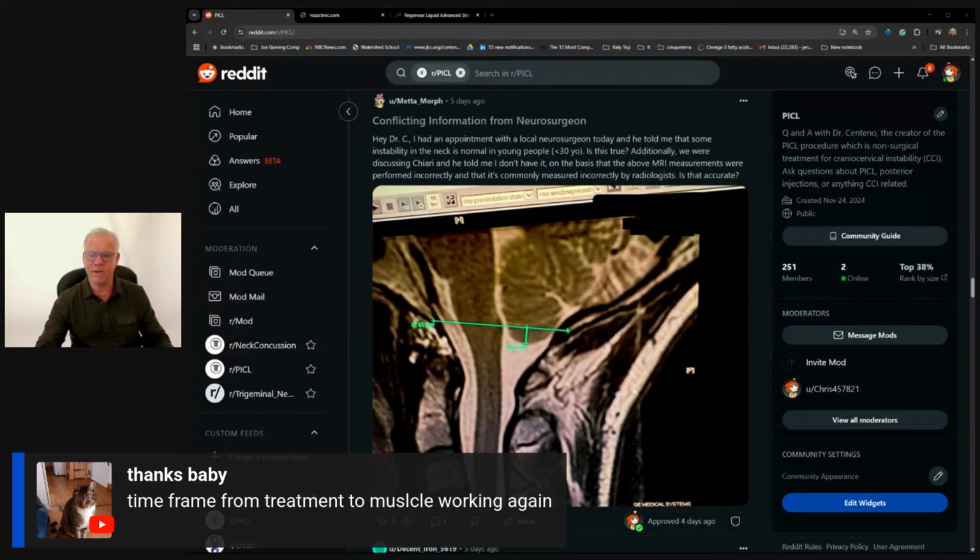Time frame from treatment to muscle working again. Yeah, I don't know that we know that yet. We'll get there, meaning that this paper just came out 3 weeks ago. So we are moving at light speed to design treatments based on the research that just came out 3 weeks ago. I don't know that anyone else is moving at light speed to do that, but even at light speed, I can't answer that question yet.